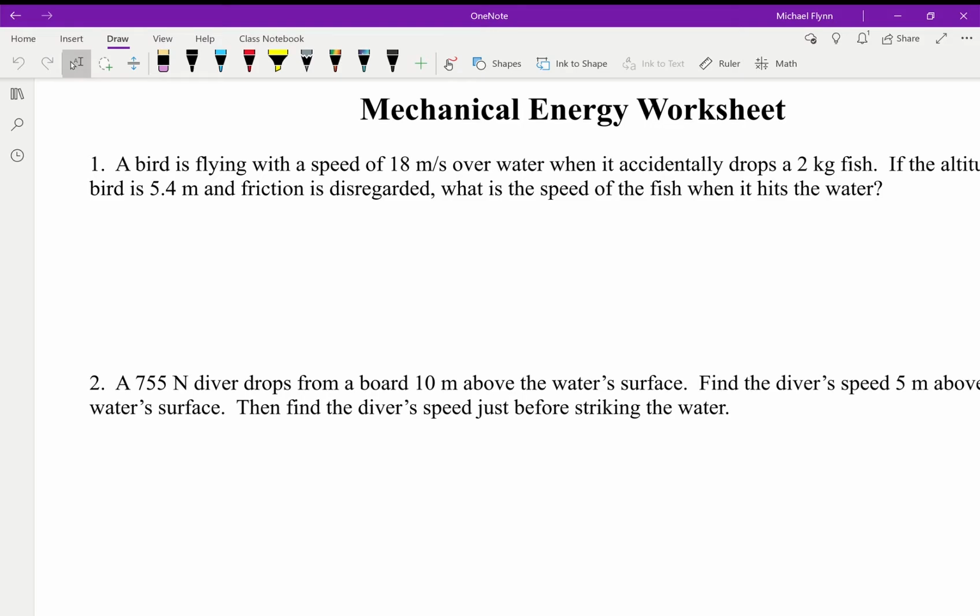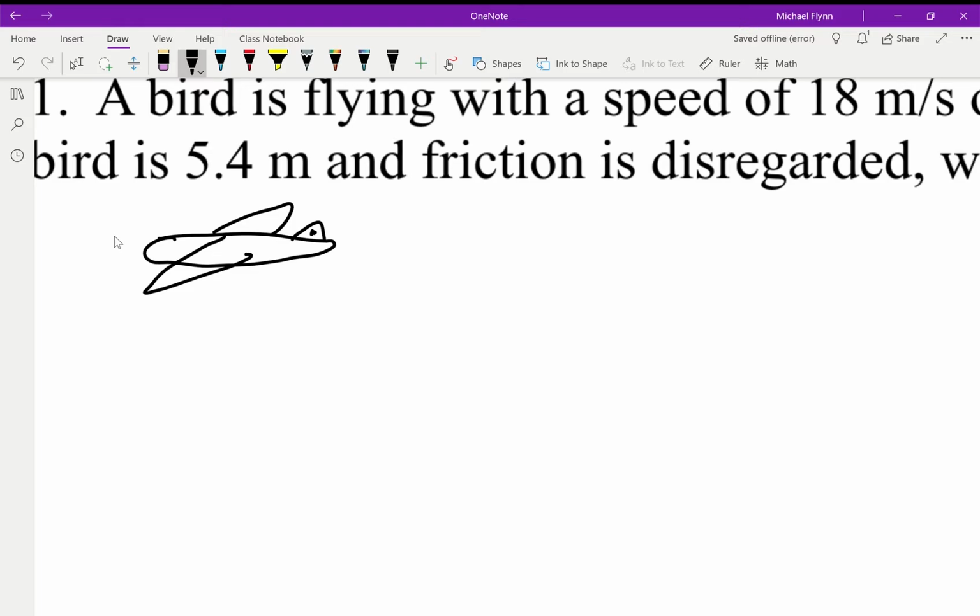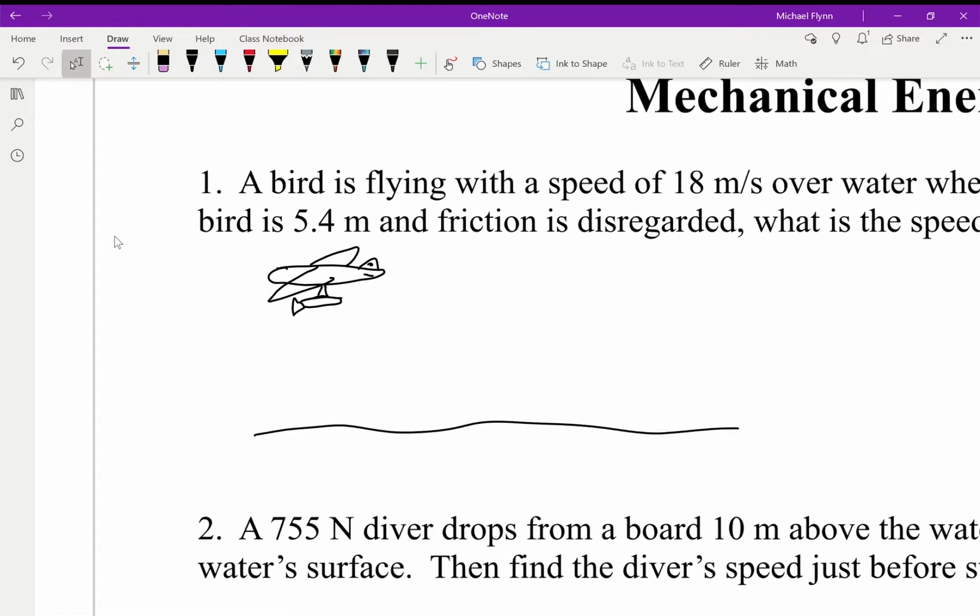What you want to do is think of it like this. Here's a little bird, okay? I'm not good at drawing. There's his little face, there's his little smile, like a plane. And here's his little feet, and he's got his fish here. Okay, and then what he's going to do is he's going to drop it into the water.